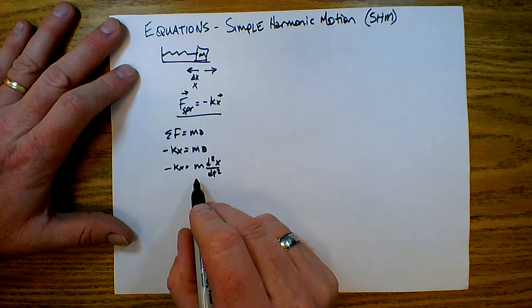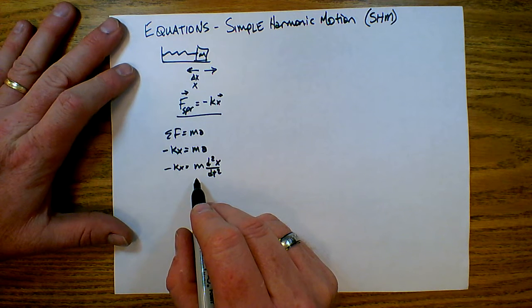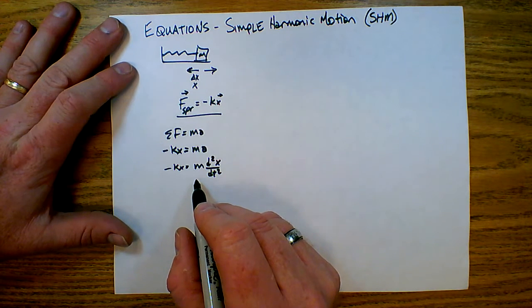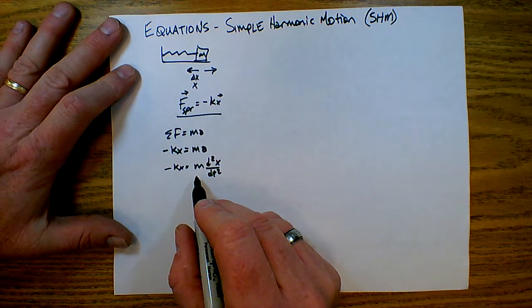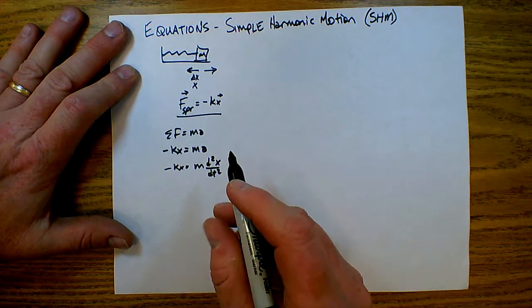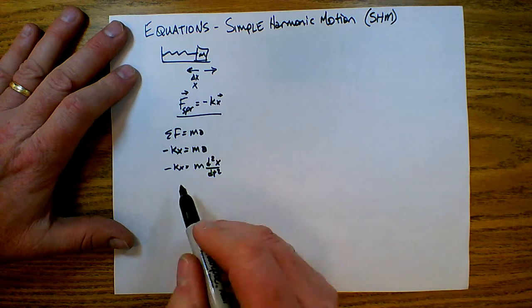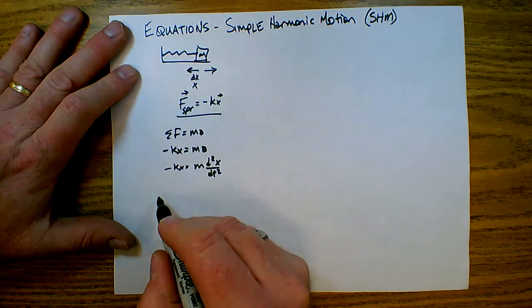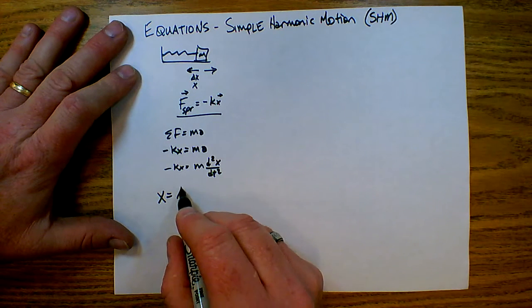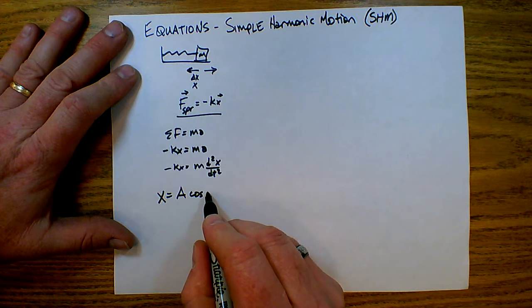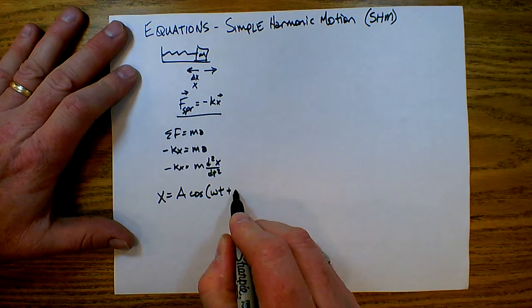And this is what we call a second order differential equation. Now, I'm not going to get into how to solve this differential equation, but one of the solutions to a second order differential equation is a sinusoidal equation. So the solution to this is x equals A cosine of omega t plus phi.